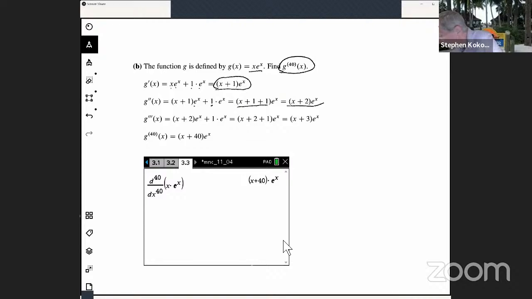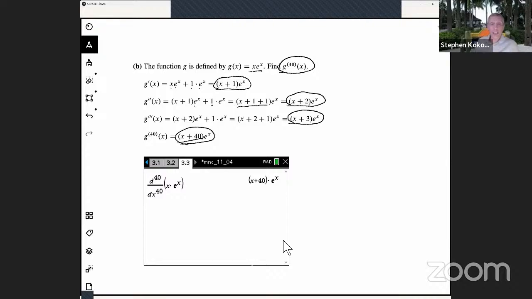Oh, I'm beginning to see something here. The third derivative works out to be x plus 3 times e to the x, and son of a gun, I'm going to draw a conclusion here. Then the 40th derivative is x plus 40 times e to the x. That's pretty cool.